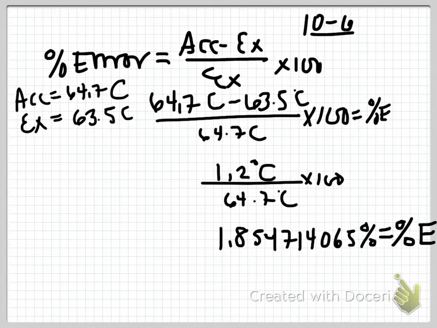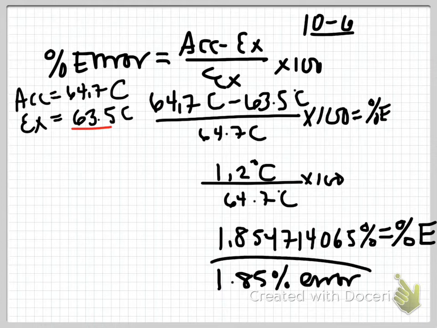So how many sig figs can we have here? 3. Each of our givens had 3 sig figs, so our final answer is going to have 3 sig figs, so this is 1.85% error. And then you circle your final answer. It's 1.85 because that 5 is rounding based on the 4. That's not going to change.